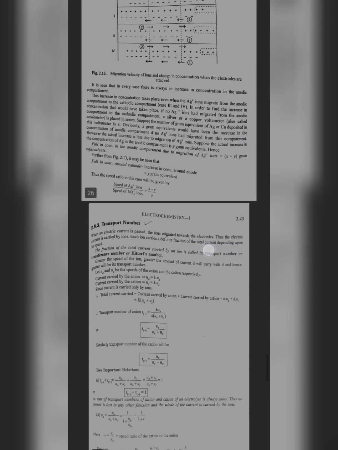Suppose the number of gram equivalents of Ag or Cu deposited in this voltmeter is X. Obviously, X gram equivalents would have been the increase in concentration of the anodic compartment if no Ag+ ion had migrated from the compartment. The fall in concentration in the anodic compartment due to migration of Ag+ ion is equal to X minus Y gram equivalents. The fall in concentration around the cathode is equal to the increase in concentration around the anode, which is equal to Y gram equivalents. Thus, the speed ratio in this case is given by speed of Ag+ ion divided by speed of NO3- ion equals X minus Y divided by Y.